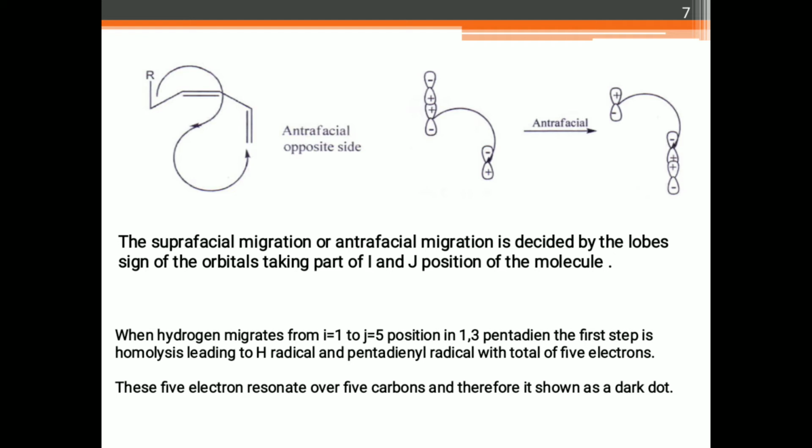When hydrogen migrates from I equal to 1 to J equal to 5 position in 1,3-pentadiene, the first step is homolysis leading to a hydrogen radical and a pentadienyl radical. So a total of 5 electrons is present. These 5 electrons are resonating over 5 carbon atoms, which we saw as dark dots in the next slide.